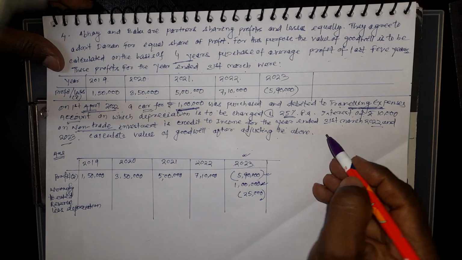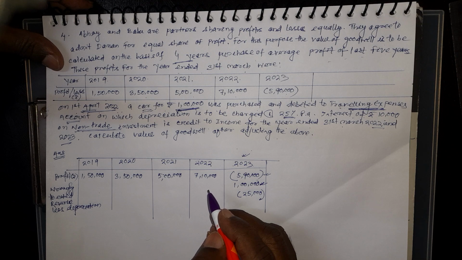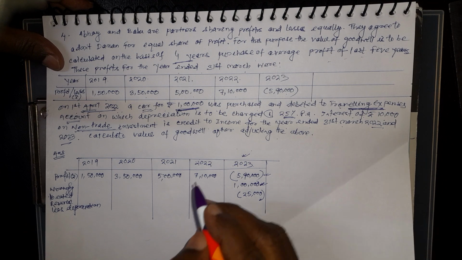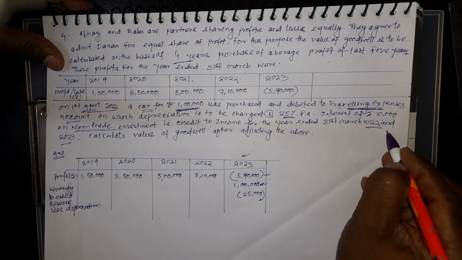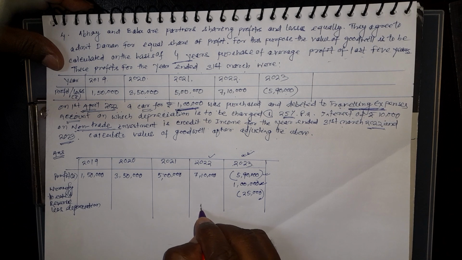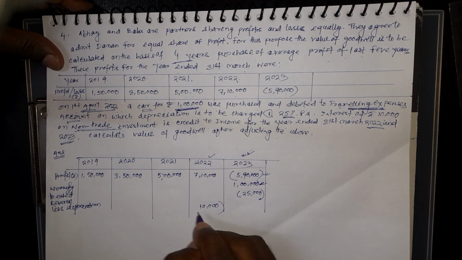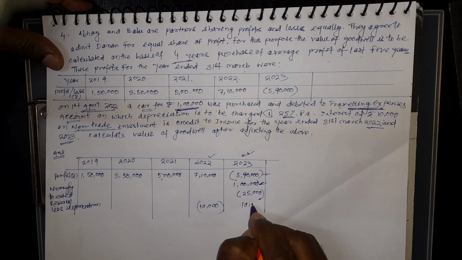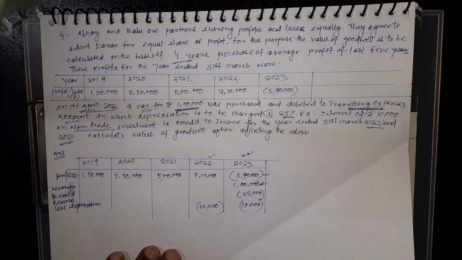Here it is given non-trade investment 10,000. That is abnormal profit. It is credited to 2022 and 23. Here it is written 22, 23. In these 2 years, non-trade investment, so here also we will minus 10,000, and here also we will minus 10,000. Clear?